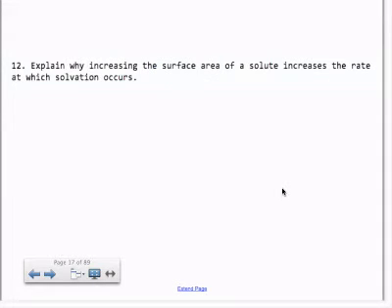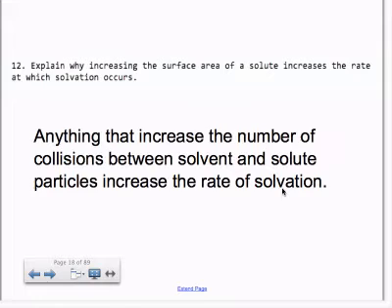Explain why increasing the surface area of a solute increases the rate at which solvation occurs. This is a short answer question. The key concept here is that anytime you increase the number of collisions between solvent and solute particles, you're going to make it dissolve faster. It's going to increase the solvation rate.